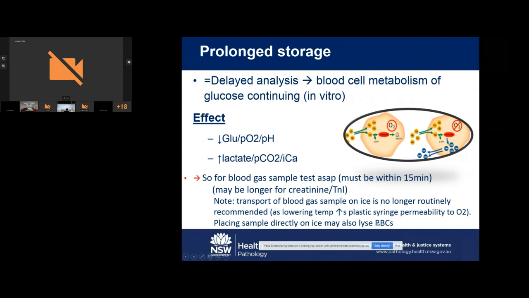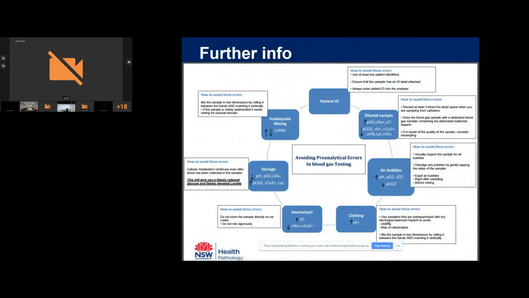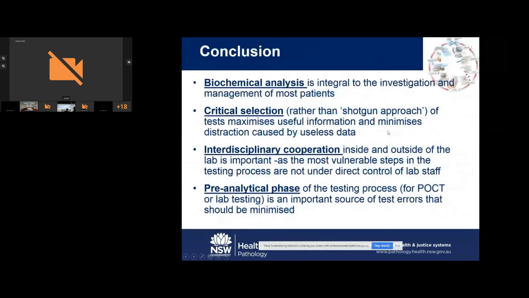So for further information, this is a sheet from our green folders about some of these pre-analytical errors, if you're wanting further information. And in conclusion, biochemical analysis is important for the investigation and management of most patients. Critical selection rather than a shotgun approach to testing maximizes useful information.